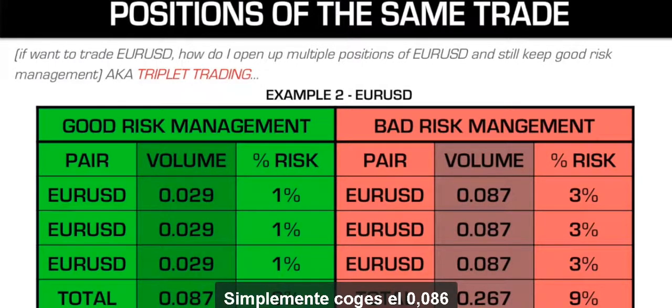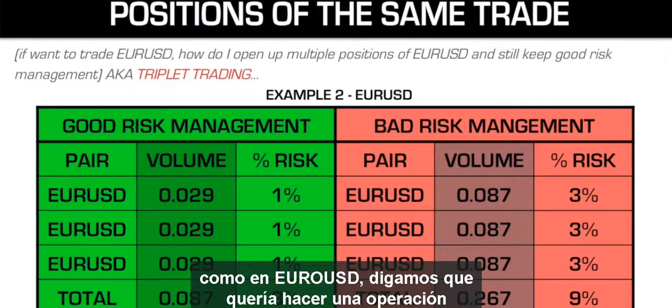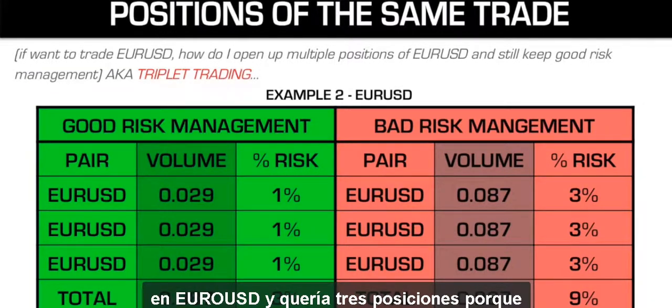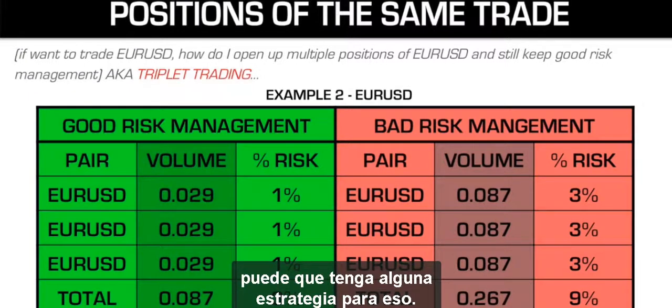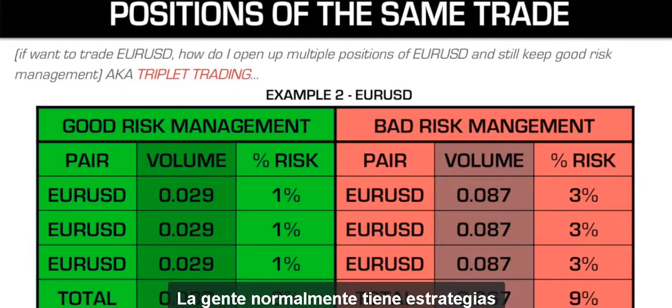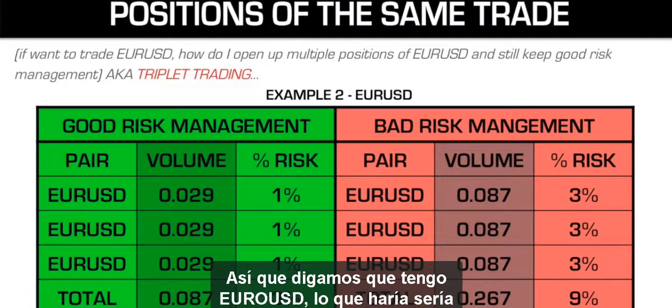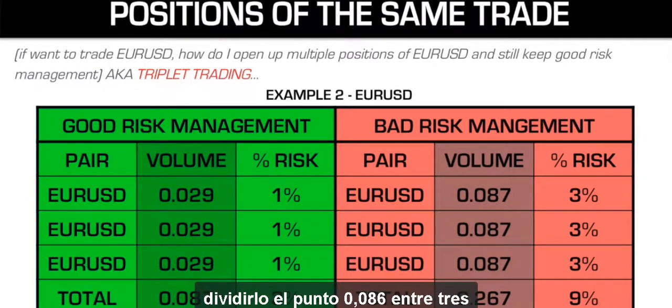You would just take the 0.86 and divide it by 3. So now, instead, like Euro USD, let's say I want to do a trade on Euro USD and I wanted 3 positions because I might have some kind of strategy for this, all right? People usually have a strategy for why they do it this way. So let's say I've got Euro USD. What I would do is I divide the 0.086 by 3 and now I get 0.029, which is 1%. So as you see, 3 positions open still totals up to 3%.